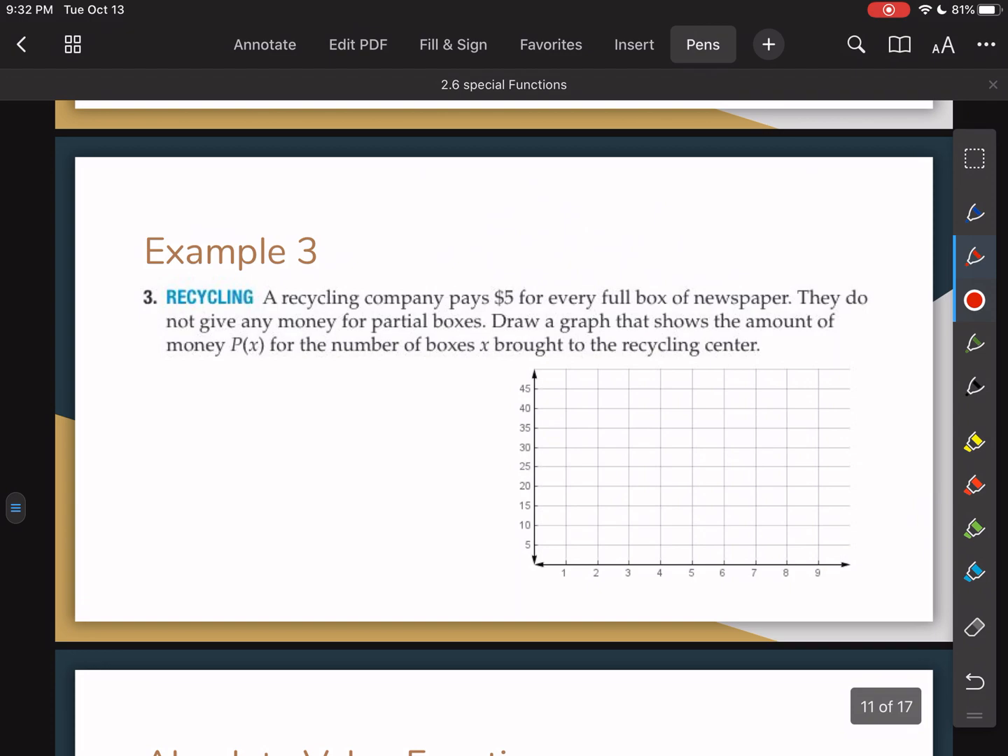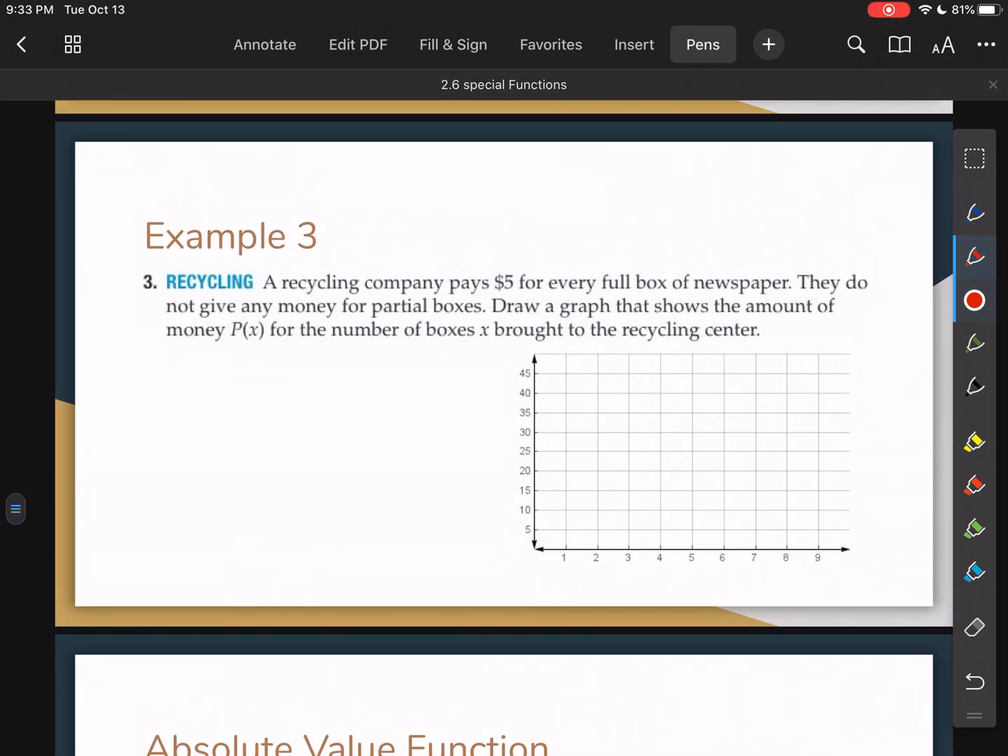Okay, so here's an example of where you would use the greatest integer function. A recycling company pays $5 for every full box of newspaper, but they don't give you any money for partial boxes. So if you have partial boxes, it just doesn't count. For every full box, we get $5. So if we had 0 boxes, we would have 0. So from 0 to 1, we would just have $0. The hole in these graphs just says we don't include that point on the graph.